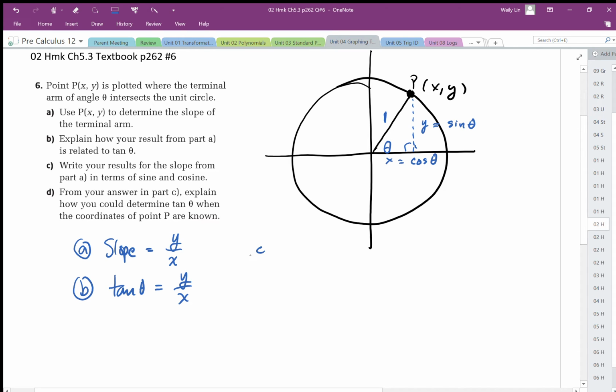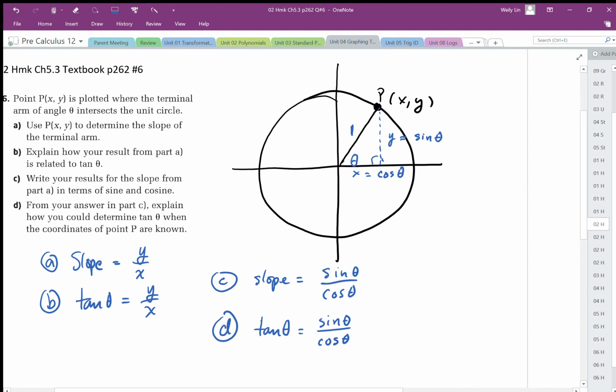So for part C, if I were to write tan theta, or slope, in terms of sine and cos, well, it's going to be sine theta divided by cosine theta. Since slope and tan are the same, we can say that the tan is equal to the rise, which is sine, over run, which is cosine. This is true not just for a unit circle, but for all circles, because regardless of how big this circle is, that ratio of sine to cosine will stay the same.